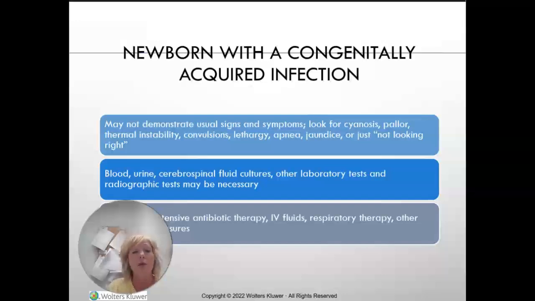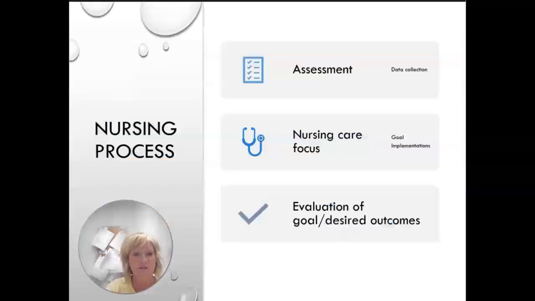So we're going to look at some testing. So we're going to look at their blood. We're going to look at their urine, cerebrospinal fluid, any other labs that we can do to rule out whatever type of infection that they have. So treatment, antibiotic therapy, IV fluids, support the respiratory system, and any other supportive measures. I've probably seen more babies die of group B than I've seen die of other things. And it's just, sometimes these babies just can't fight these infections off.